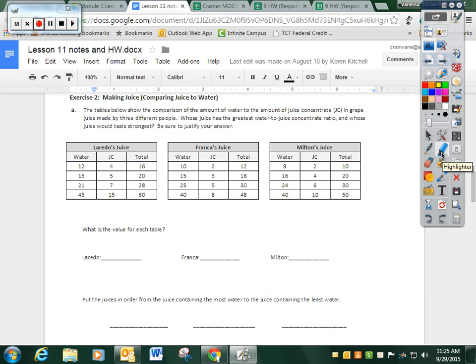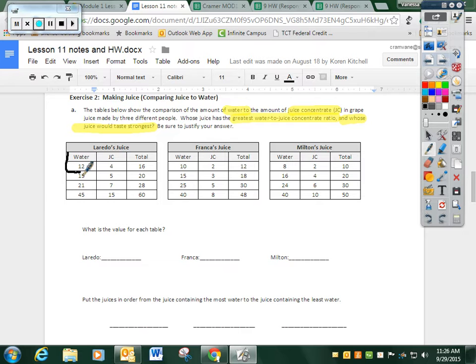The tables below show the comparison of the amount of water to the amount of juice concentrate in grape juice made by 3 different people. Whose juice has the greatest water to juice concentrate ratio, and whose juice would be the strongest tasting? Be sure to justify your answer. So we have Laredo, Franca, and Milton's juice.